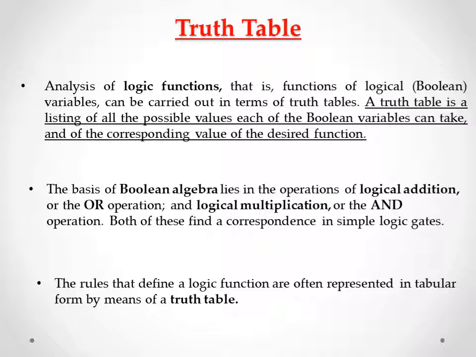A truth table is a listing of all the possible values each of the Boolean variables can take and of the corresponding value of the desired function. The basis of Boolean algebra lies in the operation of logical addition, that is the OR operation, and logical multiplication, that is the AND operation. Another way to define the truth table: the rules that define a logic function are often represented in tabular form by means of a truth table.